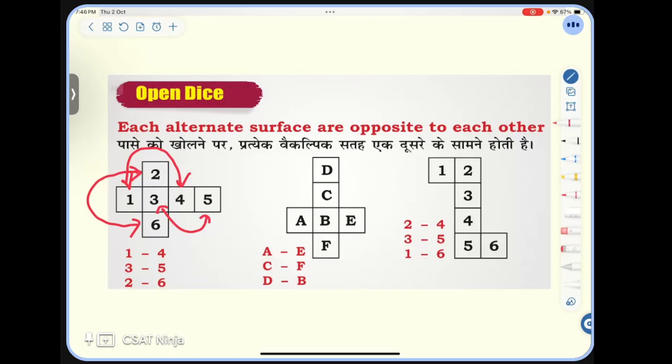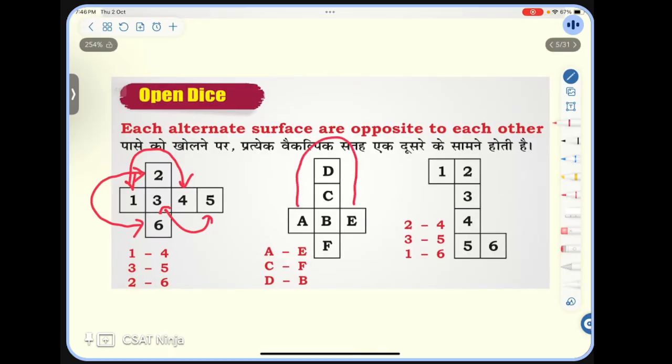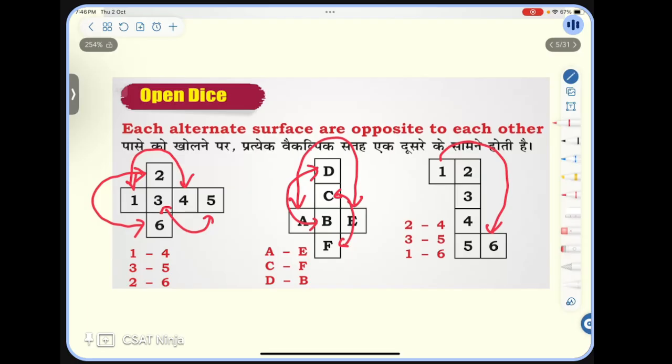Same thing here. This branch will be opposite to this branch, and alternately, this one will be opposite to this one. This one will be opposite to this one. Same thing. This branch will be opposite to this one, and alternately, this one will be opposite to this one, and this one will be opposite to this one. So that's how you need to remember.